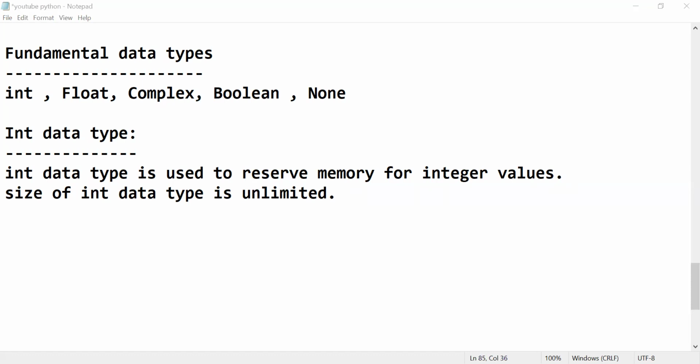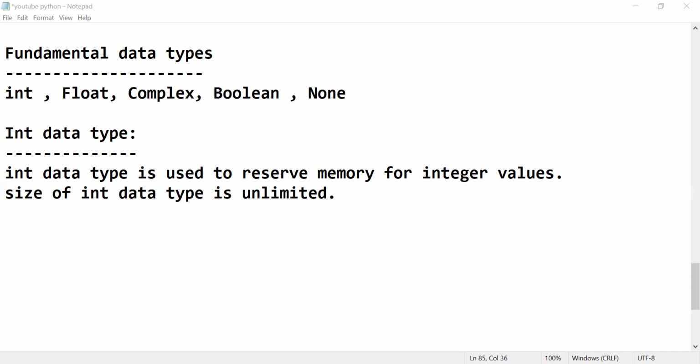Suppose here I am taking variable a, guys. Variable a equal to 10. I am assigning the value 10 to the variable a. Now I am printing a, and the result is 10. Now I am checking the type of a. Here it is showing that the type of a is int. This we call int data type, guys. It is used to store only one value, and the size of int data type is unlimited.